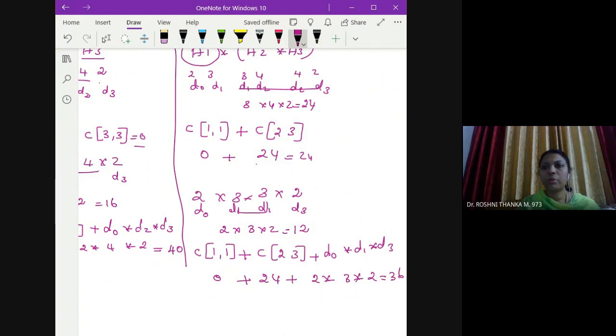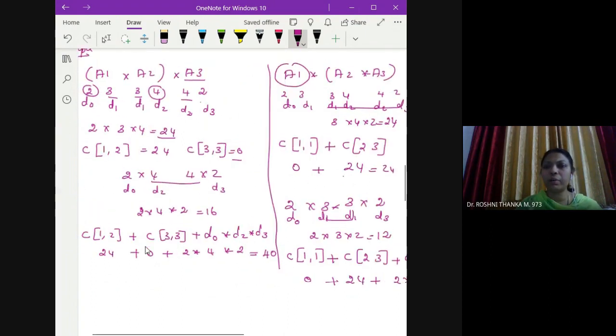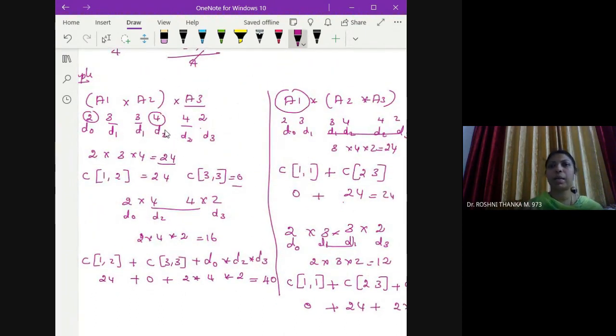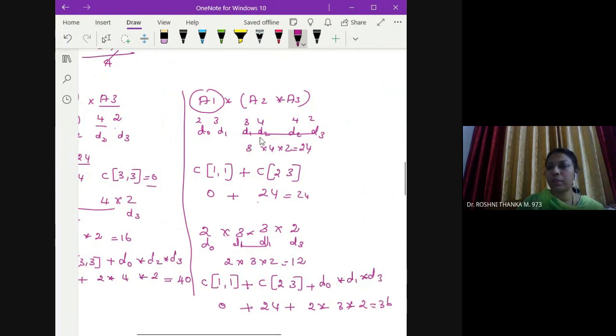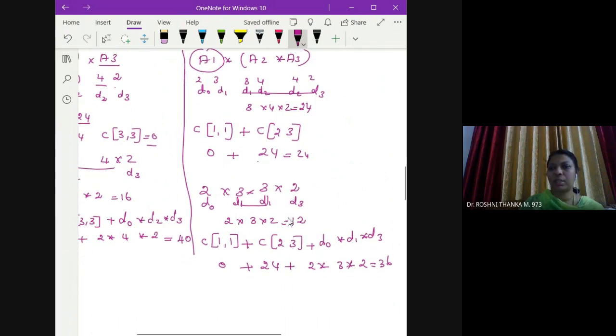What is the finding we got from here? A1, A2, A3 are the same matrices, so the result we get is also the same. But the number of multiplications required with the parenthesization like this is 40, and with the parenthesization here it is 36. So the cost-effective one is 36. Here the cost difference is very small, 36 and 40, not a big difference.